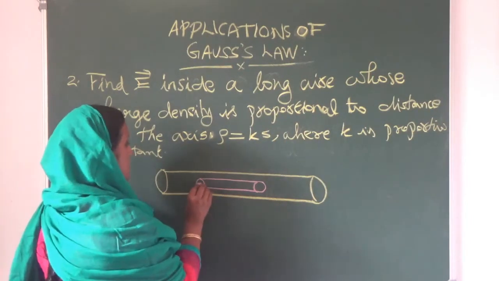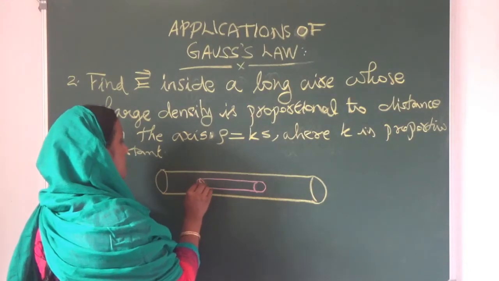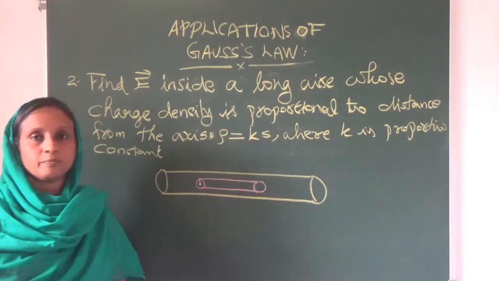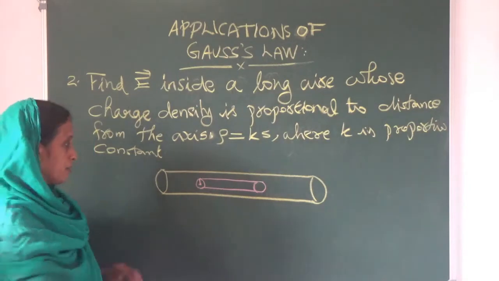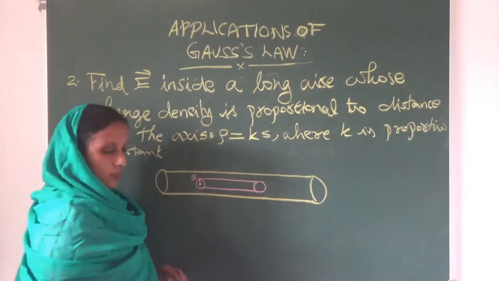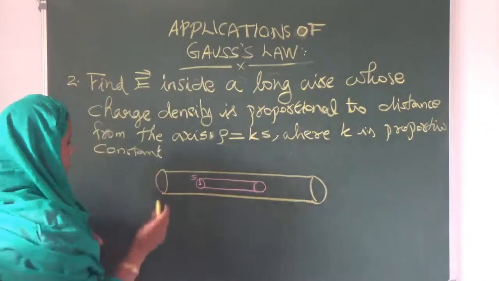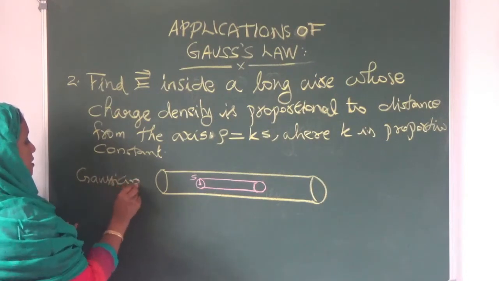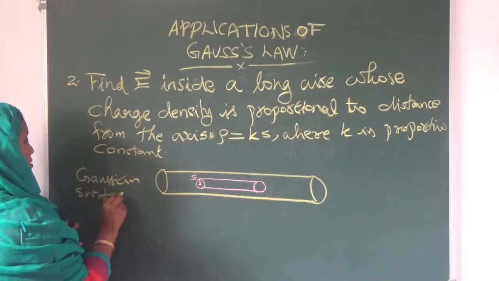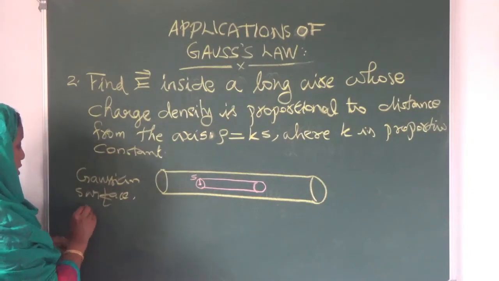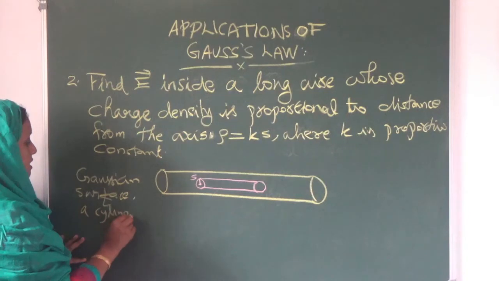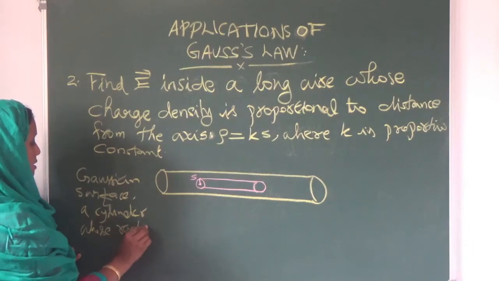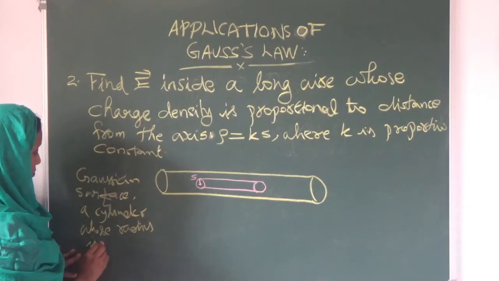Now, the distance from this point to the radius of this Gaussian cylinder is assumed to be S. Okay, this is S. Now, the Gaussian surface is a cylinder, due to the cylindrical symmetry. Okay, a cylinder whose radius is S.